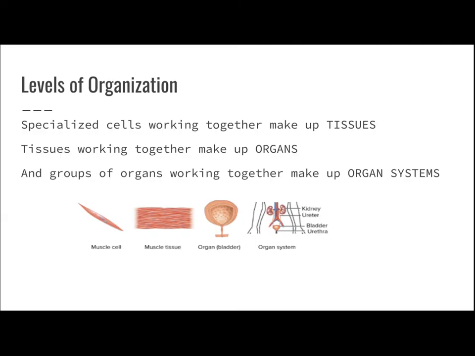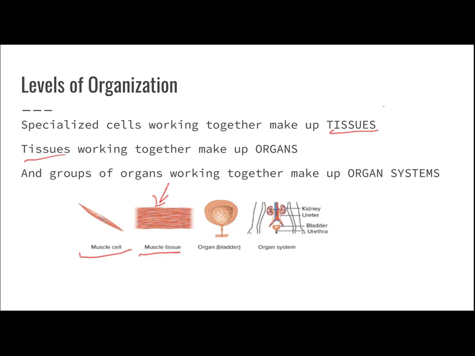So now let's look at the levels of organization, specifically how we get from a cell to an organ system. So we start with cells, and here's an example, a muscle cell, which is another specialized cell. Notice it has its own sort of unique shape. A group of these specialized cells working together makes up a tissue. So muscle tissue, or your muscles, is an example of a tissue.